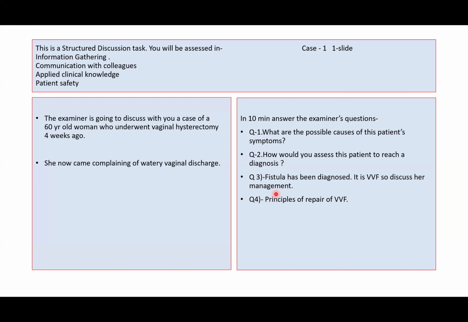Right. So you have told about, okay, fine. That was the management principles of repair of VVF.